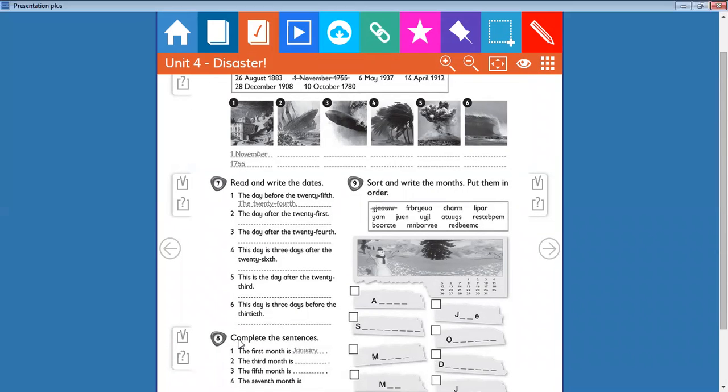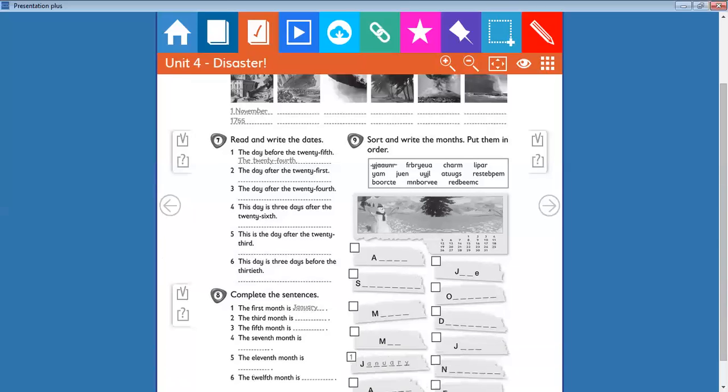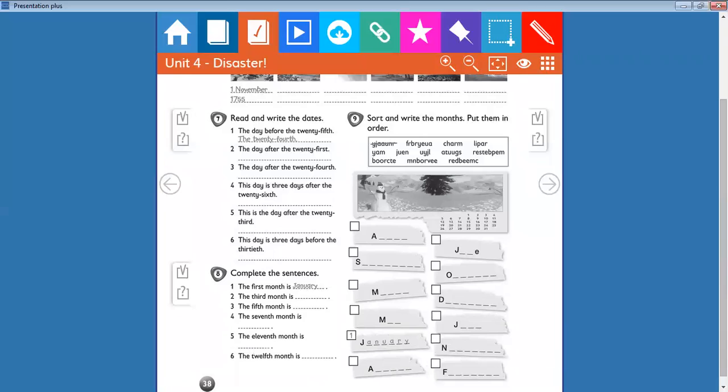Exercise number 8, complete the sentences. The first month is January. The third month is March. The fifth month is May. The seventh month is July. The 11th month is November, and the 12th month is December.